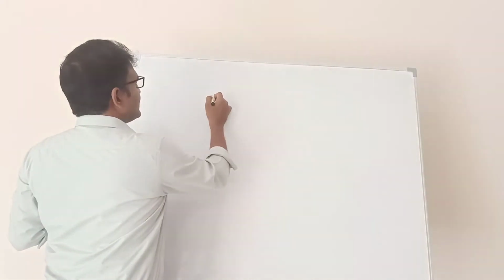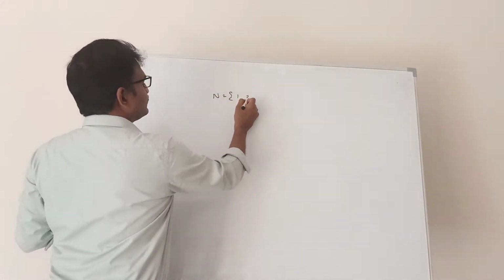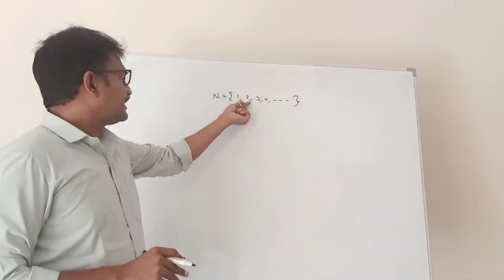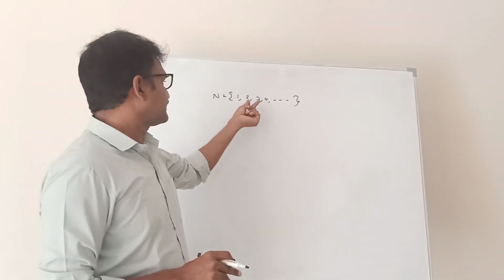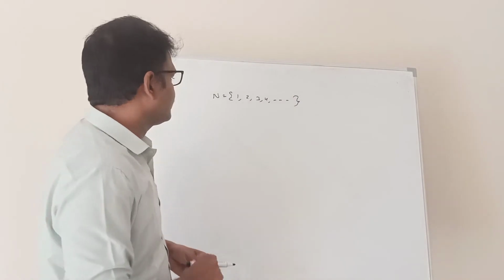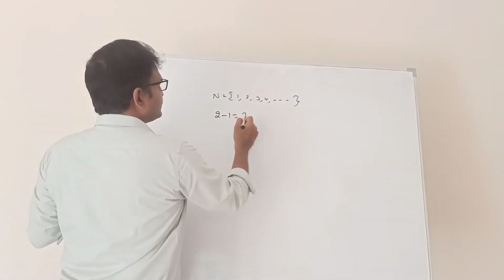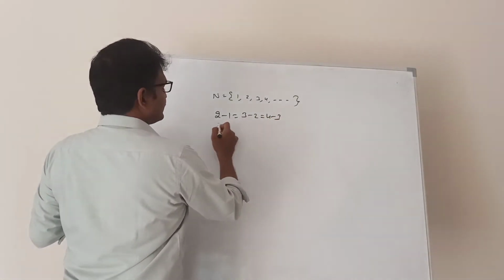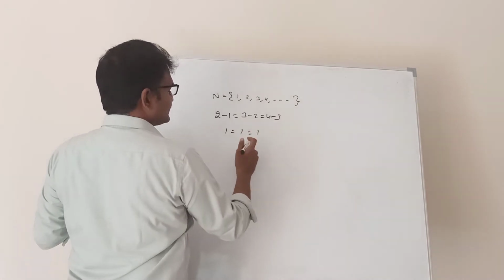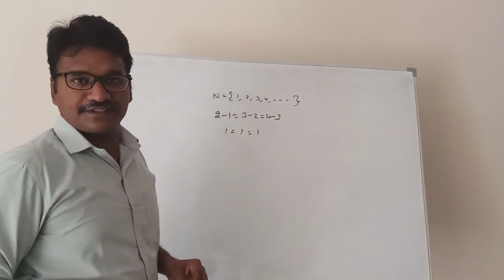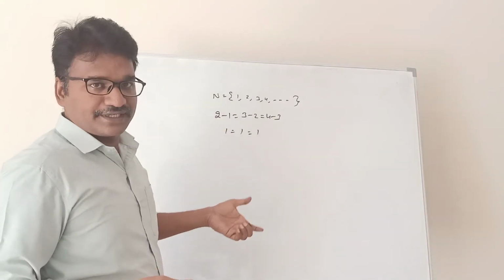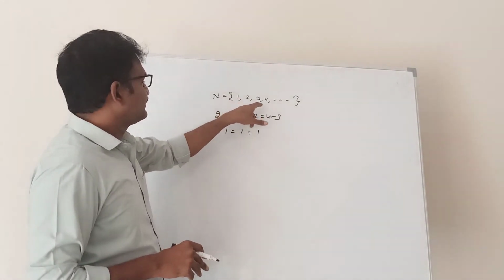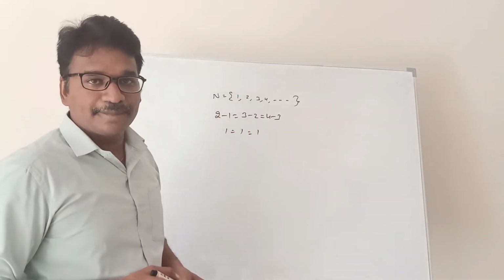Take the natural number set 1, 2, 3, 4, so on. If you observe this, what is the common difference between 1 and 2? 1. Difference between 2 and 3? 1. Difference between 3 and 4? 1. 2 minus 1 is equal to 3 minus 2 is equal to 4 minus 3, which is 1. Therefore, the natural number set denotes an AP. So how to find whether it is an AP or GP? If the difference between two consecutive terms is the same, then it is called an AP.